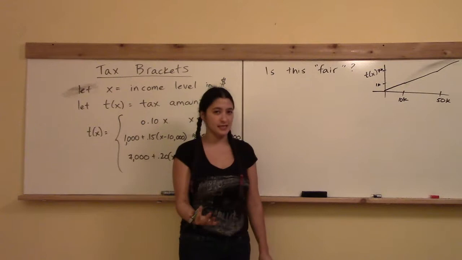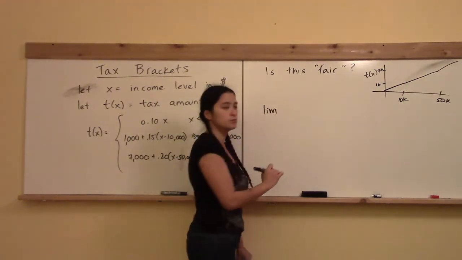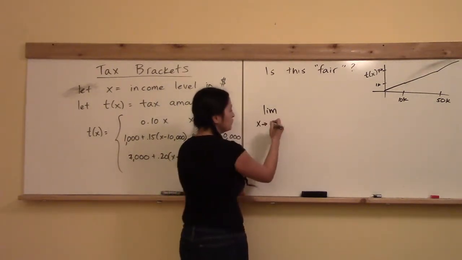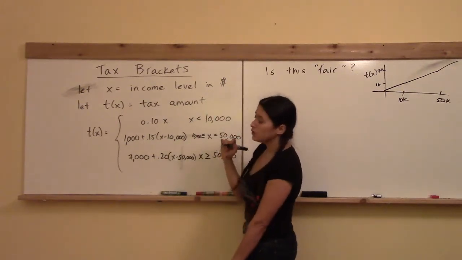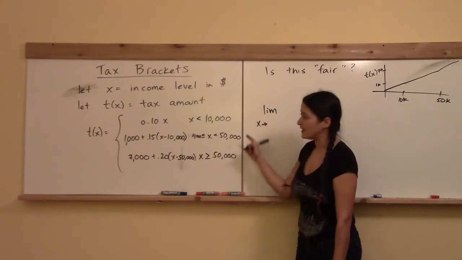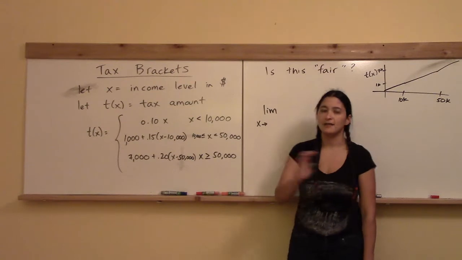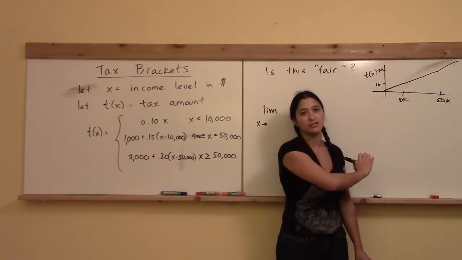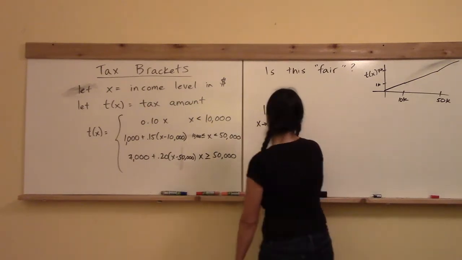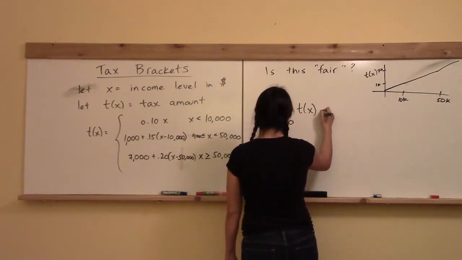Another way to test whether or not there are jumps is to check the limits at the breakpoints. I'll just consider one breakpoint for the sake of time, but really, when you have a piecewise defined function, you should always check the overall limit at each one of the breakpoints, to make sure that the limit exists, and therefore that the function, as we'll say later, is continuous. So let's try the breakpoint of $50,000 right here, and you could have done exactly the same thing for the $10,000 line.